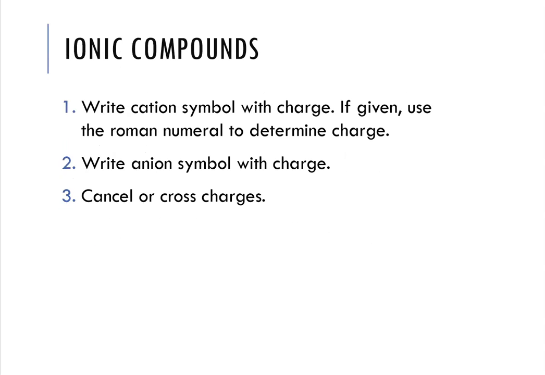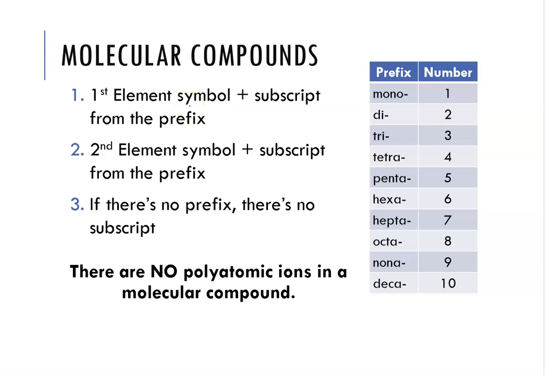For ionic compounds, we write the cation symbol with the charge. If there's a Roman numeral that's given, that's what tells us what the charge is. Then we write the anion symbol, and then again, we cancel or cross charges. And then molecular compounds are the easiest. We write the symbol for the element that's given, and then we use the prefix to determine that subscript. Same thing with the second element. There are no polyatomic ions in a molecular compound, so if you find yourself looking at a polyatomic ion that you think is molecular, then you are incorrect. It's ionic, and we go back and we use the rules of finding ionic compounds.